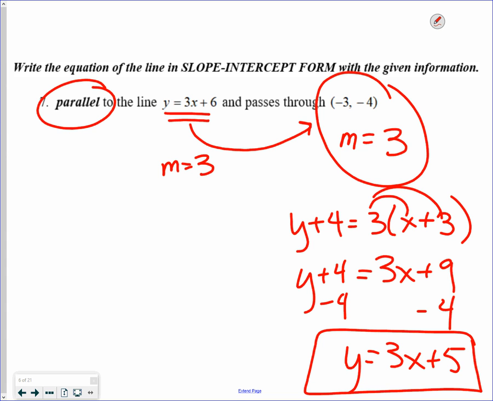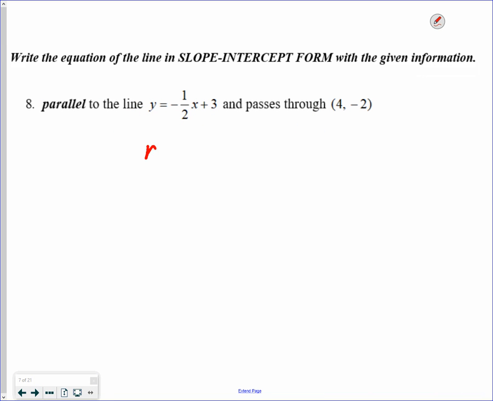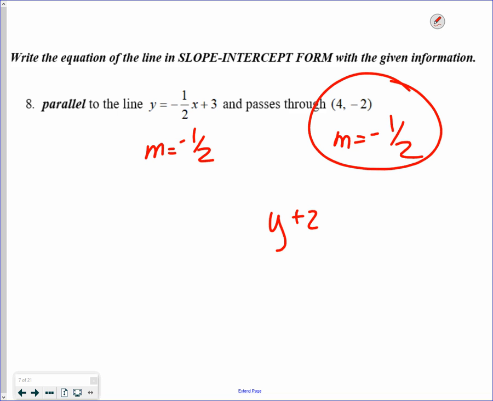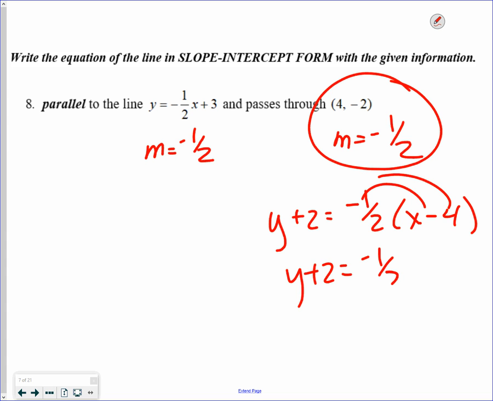So recapping there, anytime you see the word parallel or perpendicular, in this case parallel means same slope. So take the slope of the original line and use that to write an equation. So again, using the word parallel, the original line has a slope of -1/2. That means the parallel line also has a slope of -1/2. And so writing the equation based on that slope and that point, distribute the slope. And so I get negative 1/2 x.